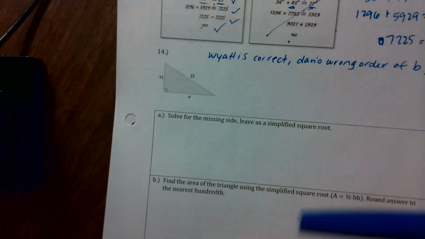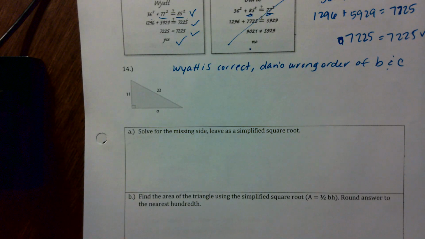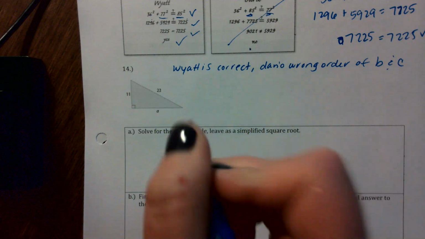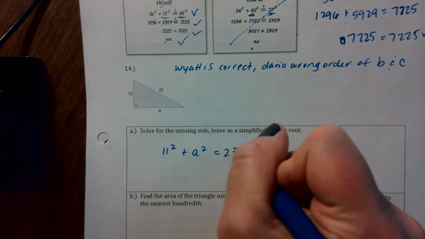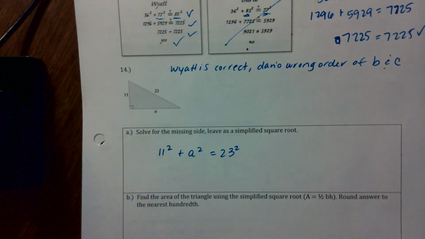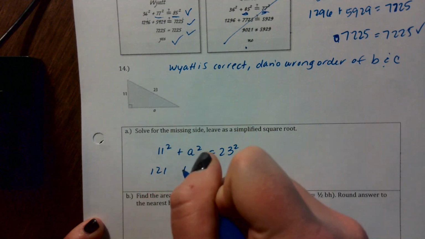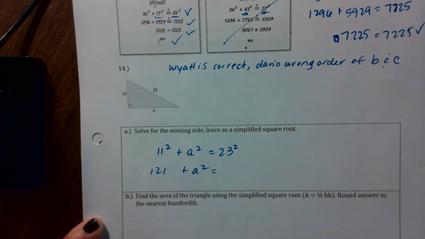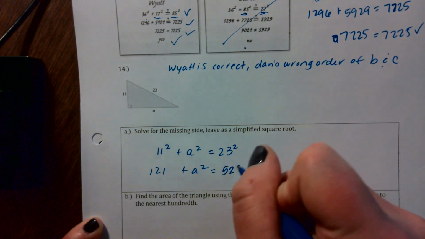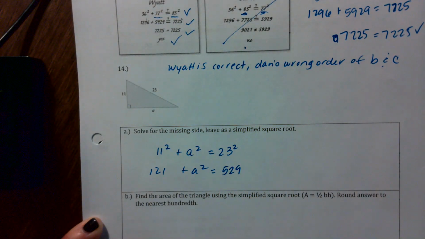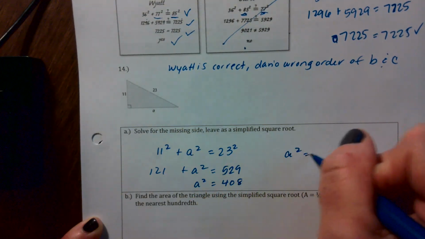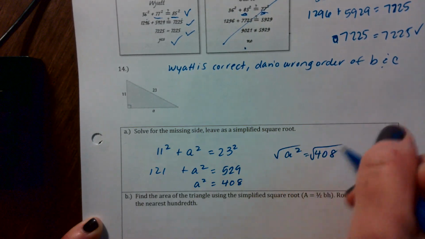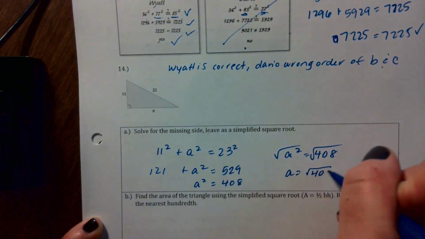Number 14 says solve for the missing side and leave as a simplified square root. So they don't want you to round. So 11 squared plus a squared is going to equal 23 squared. 11 squared is 121. 23 squared is 529. When you subtract 121, it's 408. A squared equals 408. Take the square root of both sides. A equals the square root of 408.